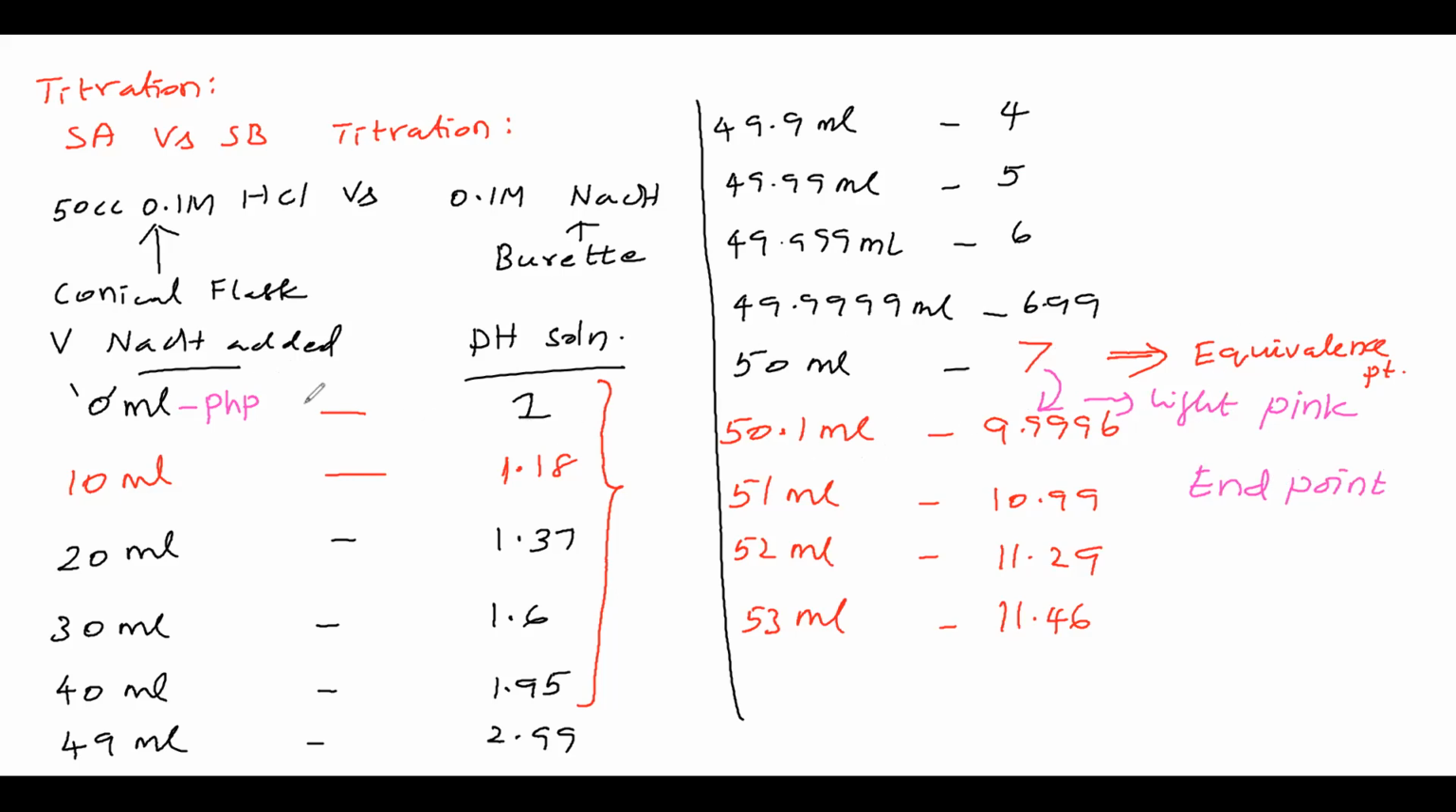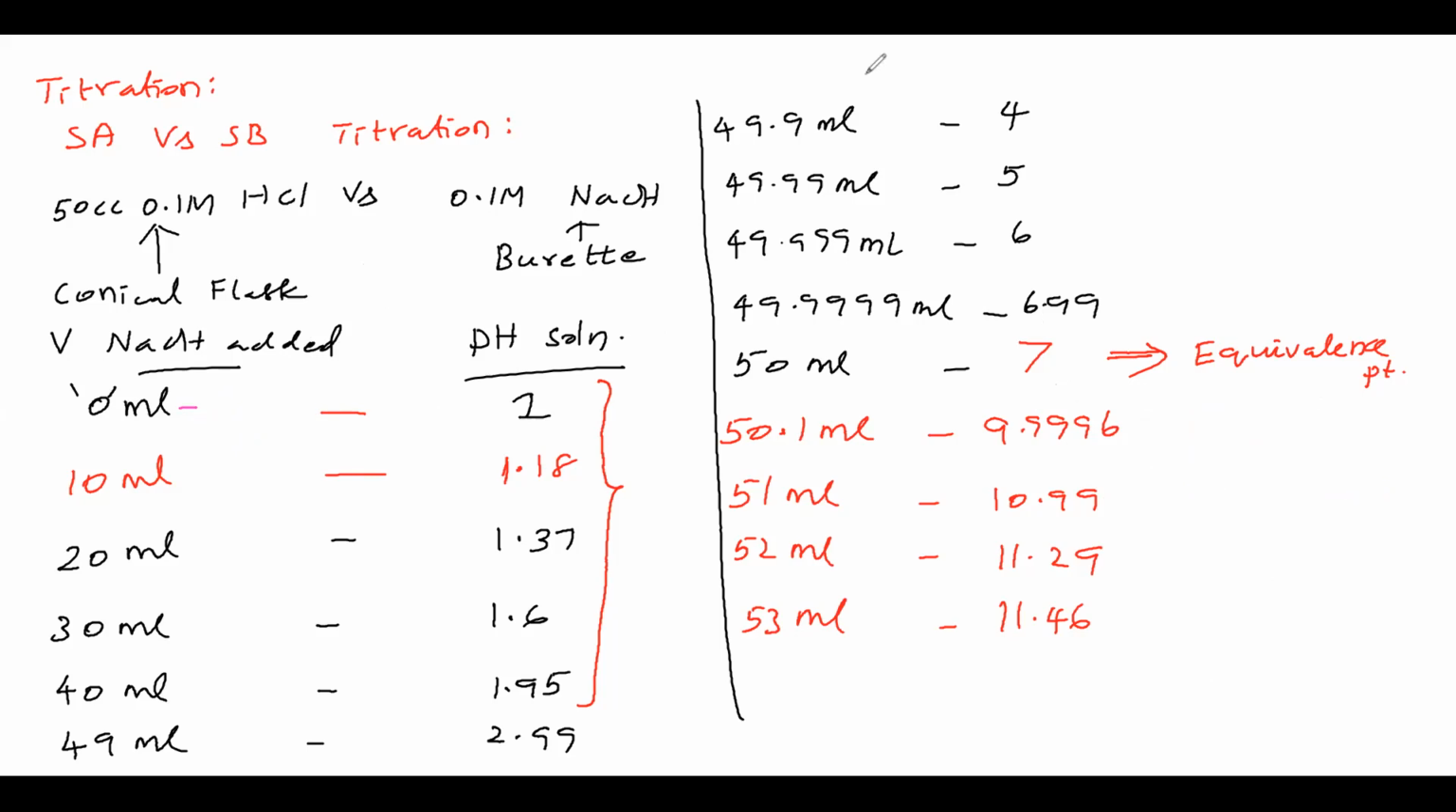Now, phenolphthalein indicates the end point by showing a change in color. So using the phenolphthalein indicator, we can find the end point for this titration. That means we can use phenolphthalein indicator for a strong acid versus strong base titration for finding the end point.